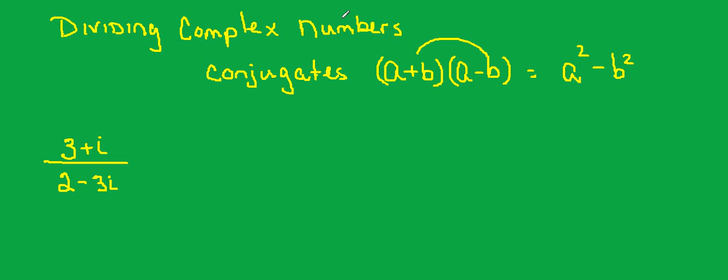Alright, so for this first example here, I'm going to multiply top and bottom by the conjugate of 2 minus 3i, which is 2 plus 3i. Okay, what I do to the bottom, I have to do to the top.